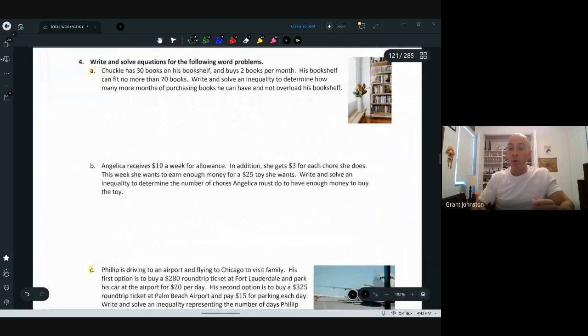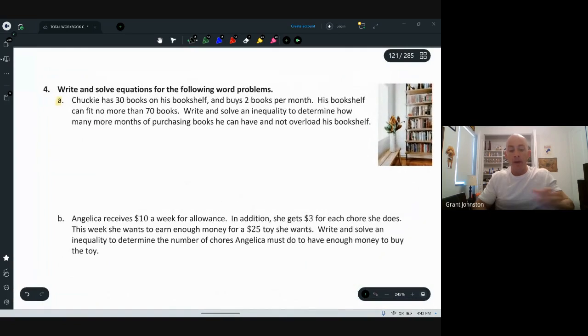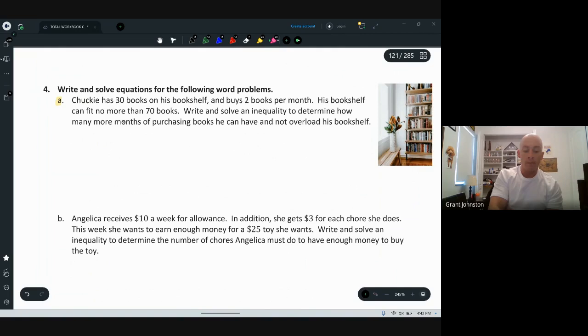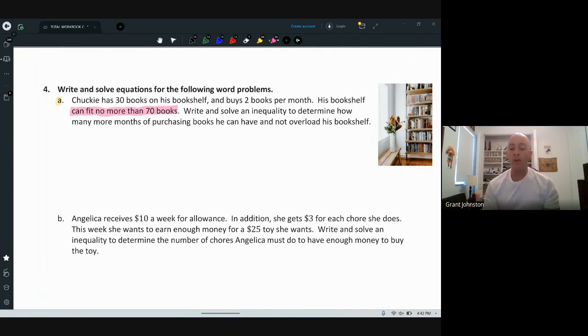Now, number 4, I got some word problems. Do a couple of those. It says Chucky has 30 books on his bookshelf and buys 2 books per month. His bookshelf can fit no more than 70 books. Write and solve an inequality to determine how many more months of purchasing books he can have and not overload his bookshelf. So he has 30. He's adding 2 per month. So I'm going to use M for months, 2's per month. And he can fit no more than 70 books. So he has to have less than or equal to 70.